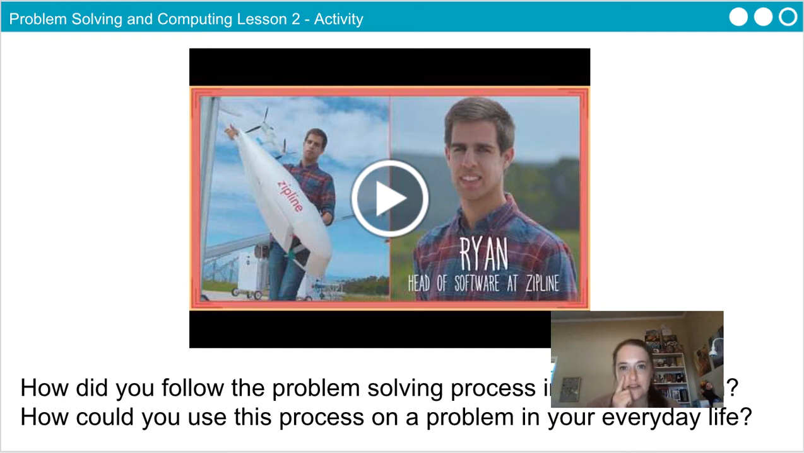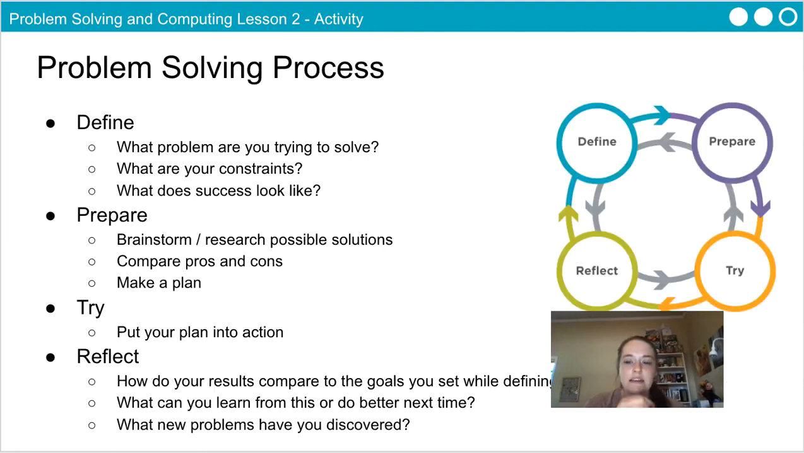So after you watched this video of Ryan, how could this problem-solving process be used on a problem in your everyday life? This is what the problem solving process looks like, but one thing that I think about is whenever I lose something, what problem am I trying to solve? I'm trying to find what I lost, right?